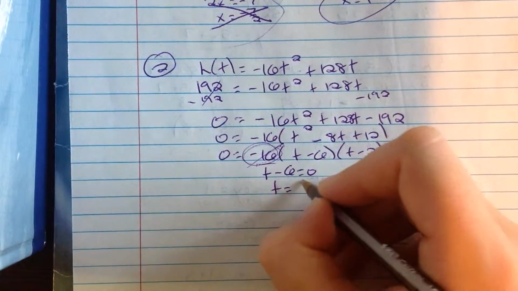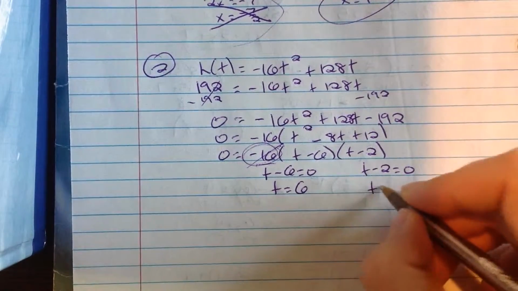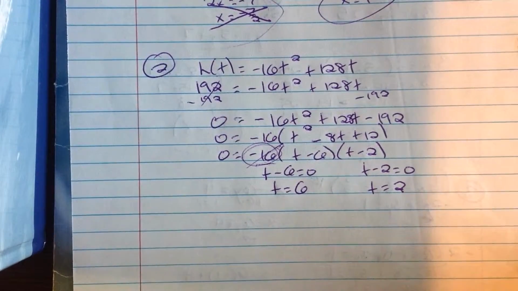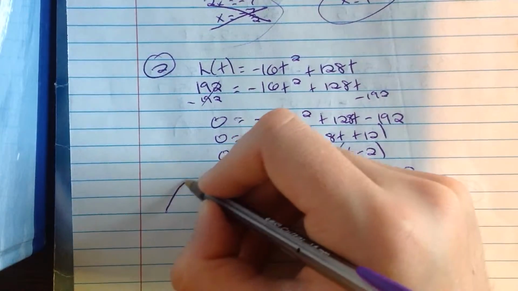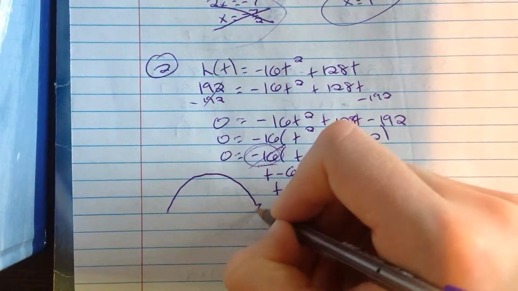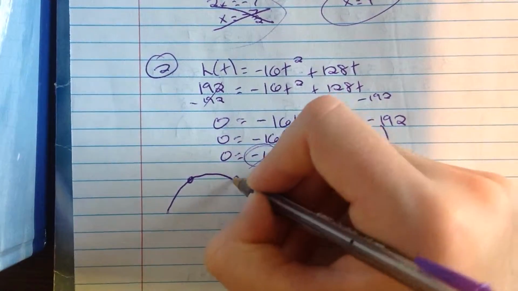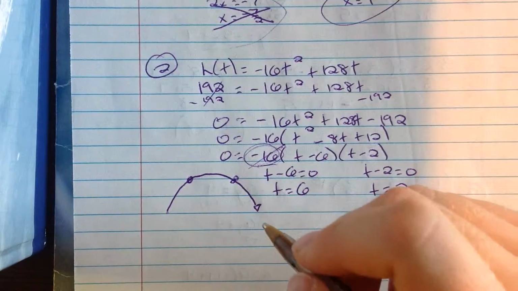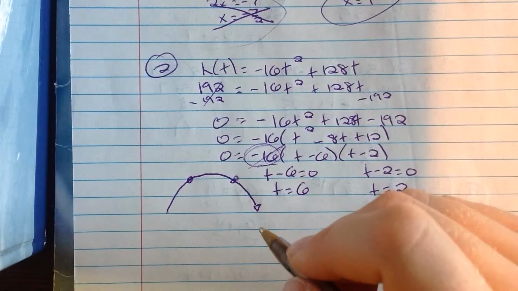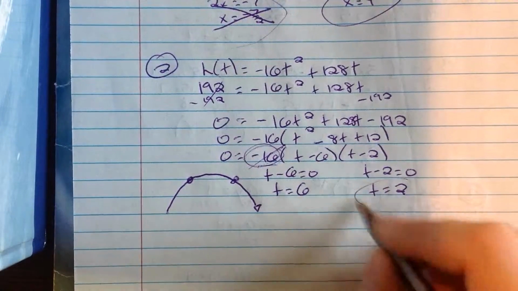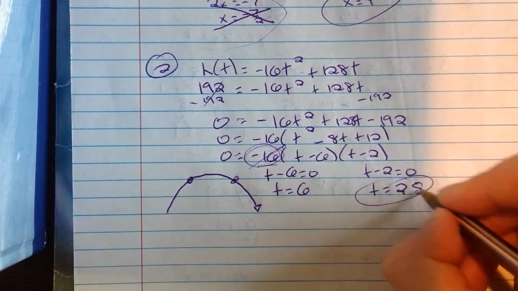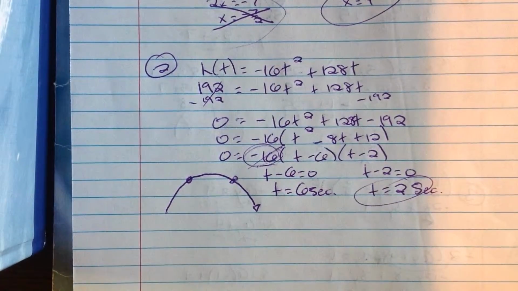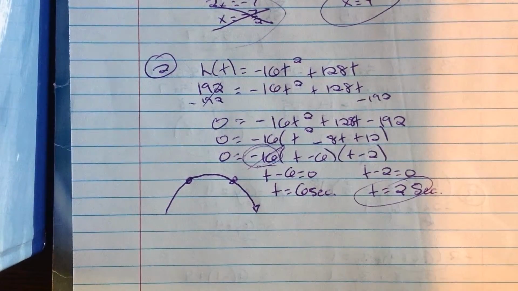So adding the 6, we get t equals 6. Adding the 2, we get t equals 2. There are actually two spots where this happens, and the reason is because a rocket is going to go up and come back down, so there are two spots where it hits that same height. So after how many seconds will the rocket be 192 feet above the ground? Well, first off, it's going to hit it after 2 seconds. Then as it comes back down, it's going to hit it again at 6 seconds. So we have two answers.